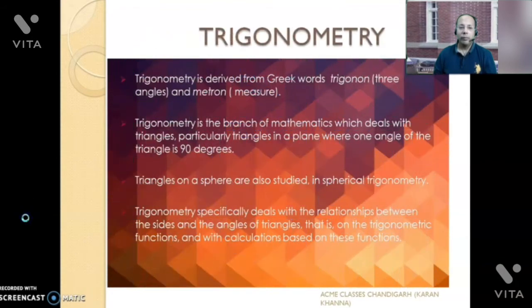Proceeding further. So let's start with the concept of trigonometry. Trigonometry is derived from a Greek word trigono, which means 3 angles, and metron means measure of those 3 angles. Trigonometry is that branch of mathematics which deals with triangles, particularly those triangles in which one of the angles is 90 degrees. In other words, with right angle triangles.